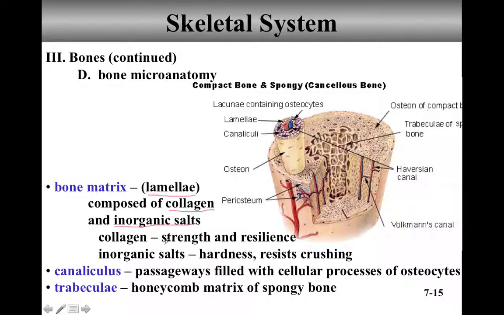So collagen is going to make bone very strong and just a tiny bit flexible, and those inorganic salts are going to make bone very hard and resist crushing. You don't want to crush a bone. Okay, we can break a bone, but crushing a bone, it can be pretty bad for that limb. And so inorganic salts will allow us to do things like pick up very heavy weights, hopefully without the bones crushing under our weight. So a few other terms: canaliculus, or plural canaliculi. These are passageways between osteocytes.